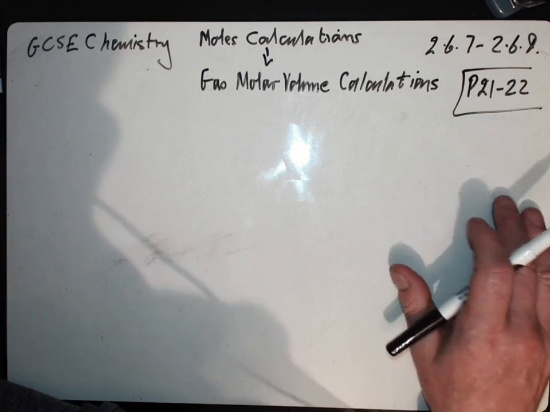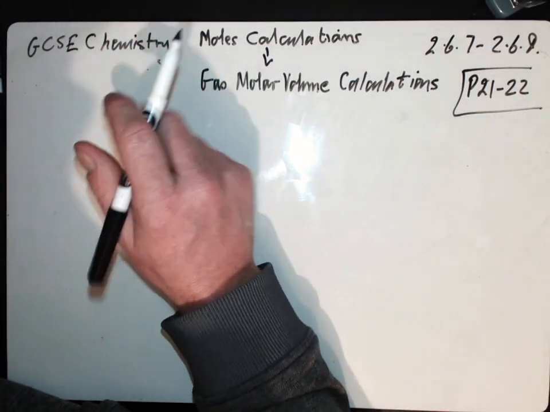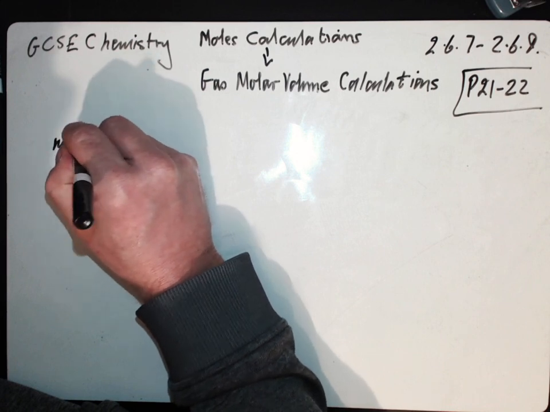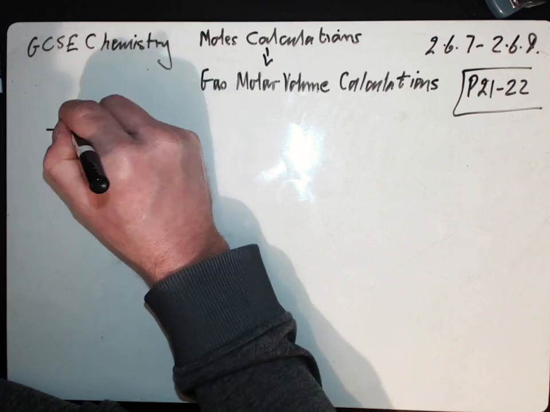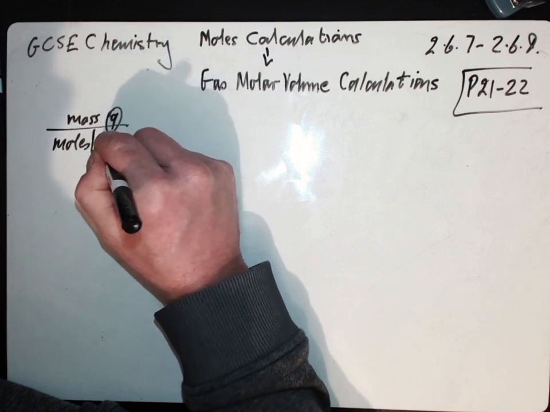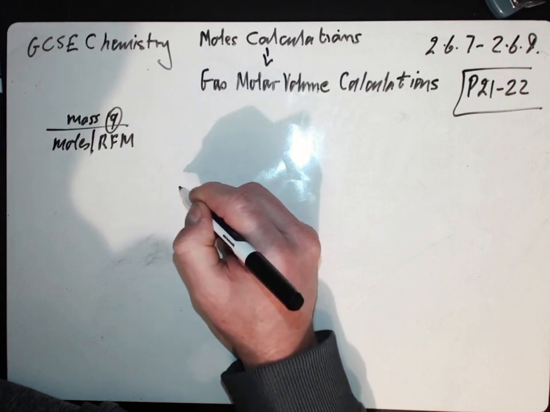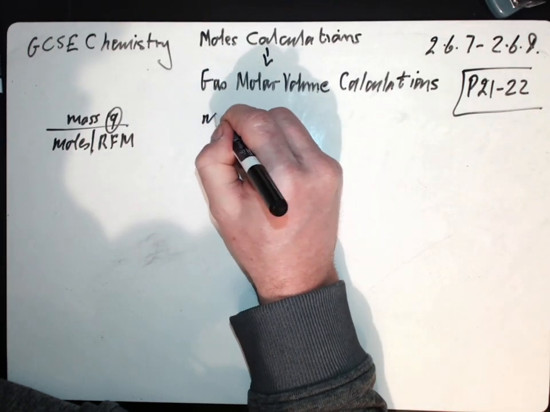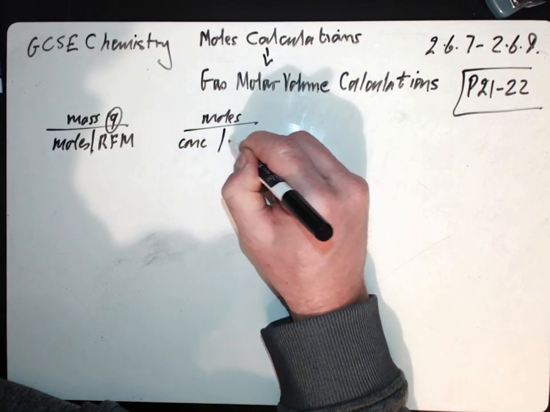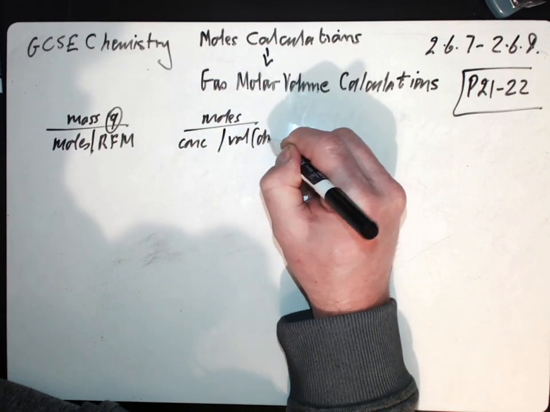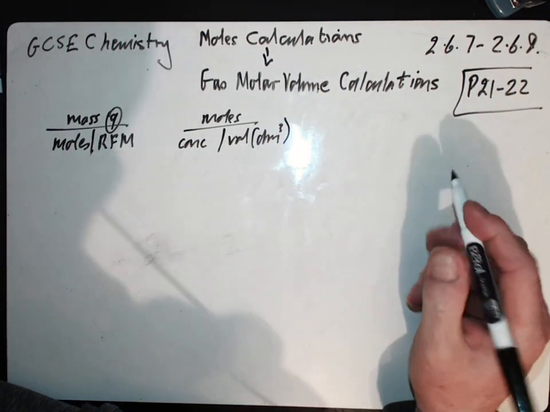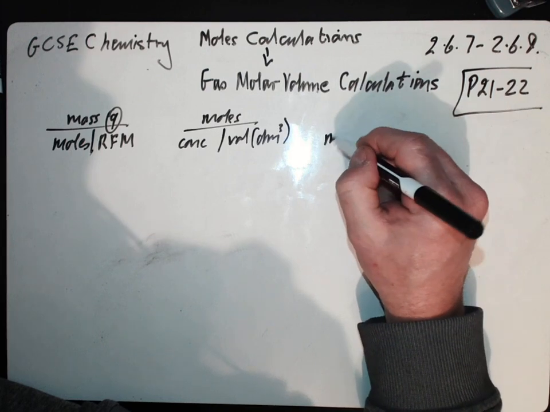Okay, now so far in moles calculations you have used certain formulas. You have used a formula connecting moles to mass, and to relative formula mass or relative atomic mass. You've done moles, concentration, and volume in decimeters cubed. And in this topic here, you're going to do moles again.